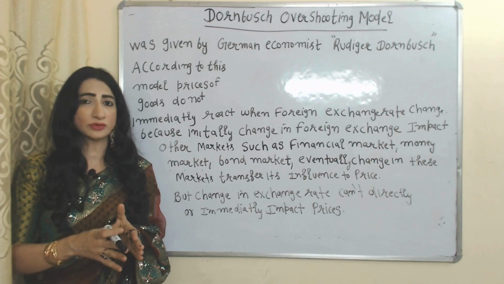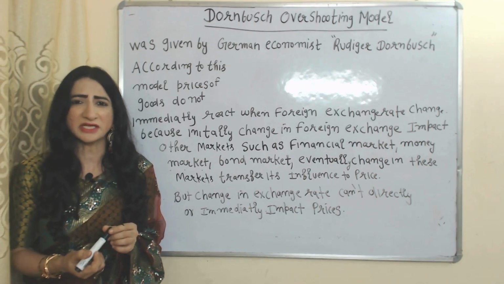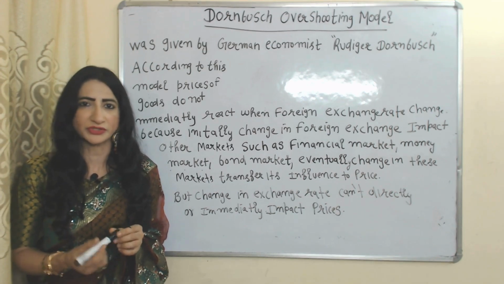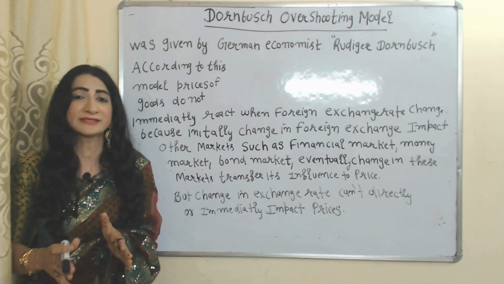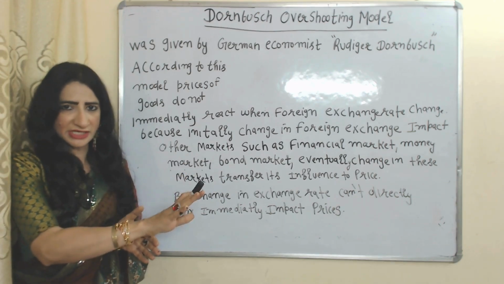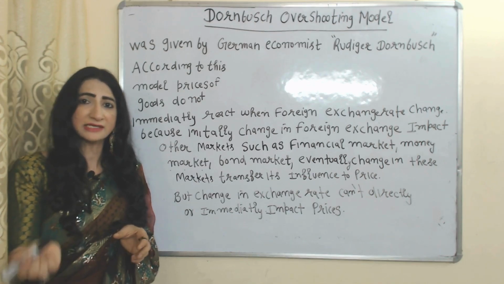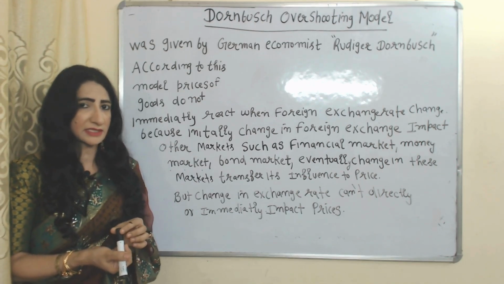Today we are going to talk about the Dornbusch Overshooting Model. This model is given by German economist Rudiger Dornbusch. According to this model, prices cannot immediately react when the foreign exchange rate changes.